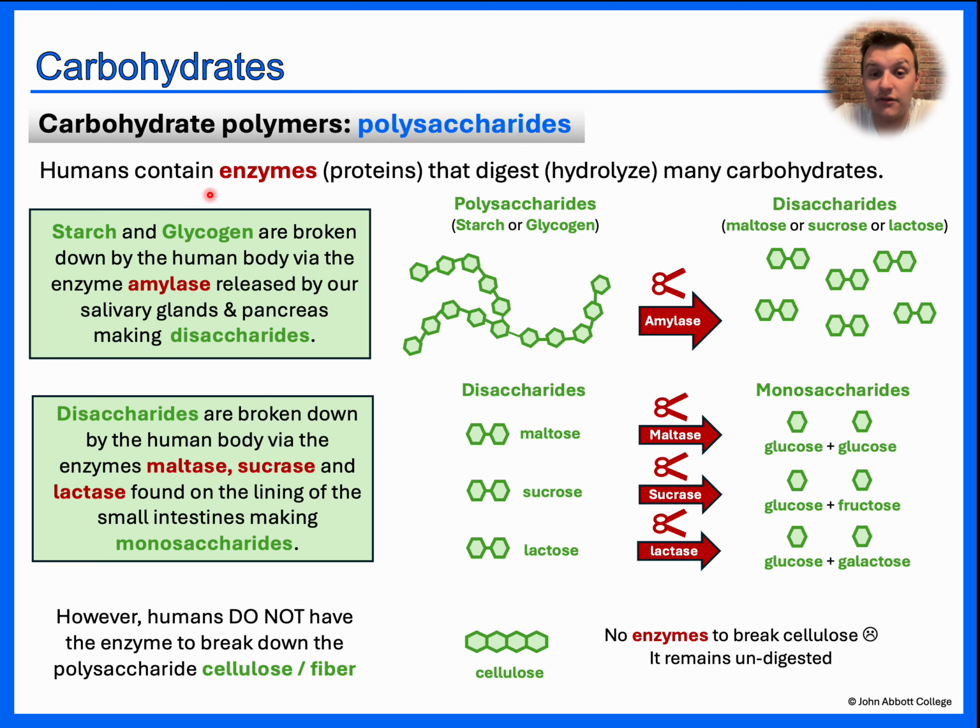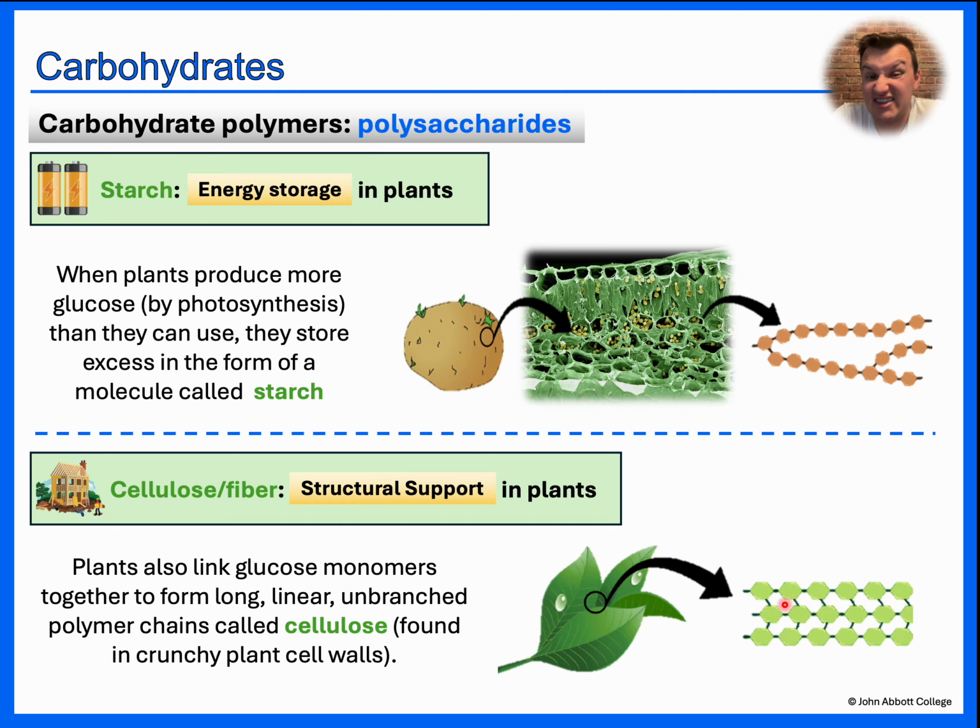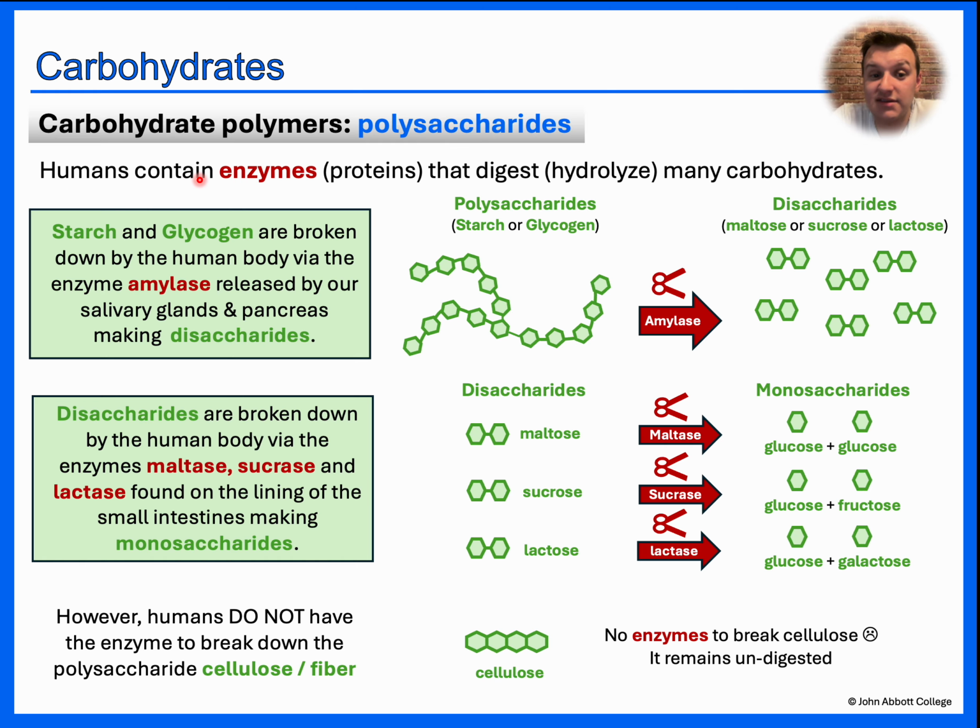So humans, when we eat plants, we get this stuff. We get cellulose and we get starch. And humans contain enzymes. We're going to see this word a lot. These are proteins, enzymes that digest and hydrolyze, water, lysis, cut, many of the carbohydrates.